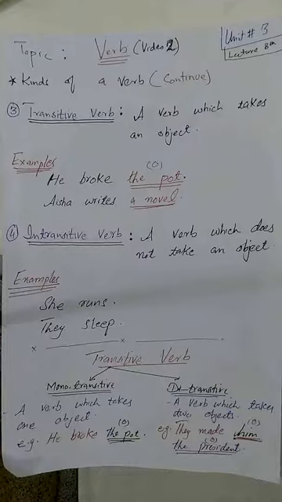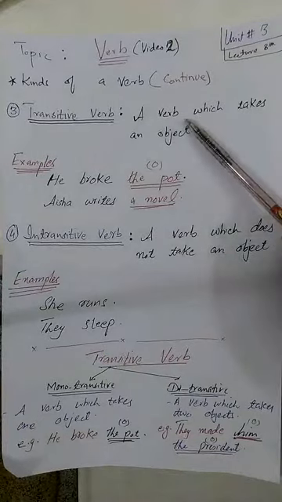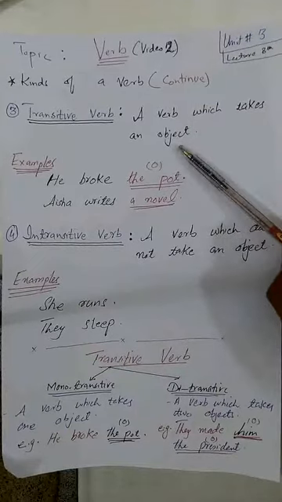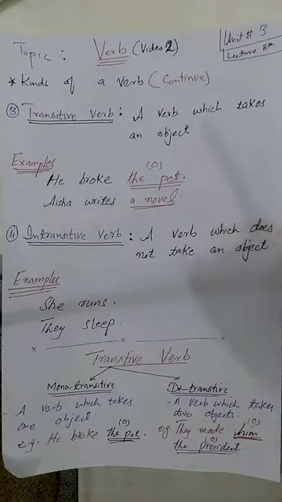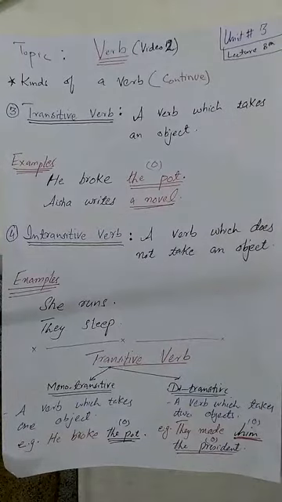And we are discussing the kinds of a verb. Some of it we discussed in lecture number 7. So here in this lecture, we will be discussing transitive verb and intransitive verb. A transitive verb is a verb which takes an object to complete the message and to complete the meaning.